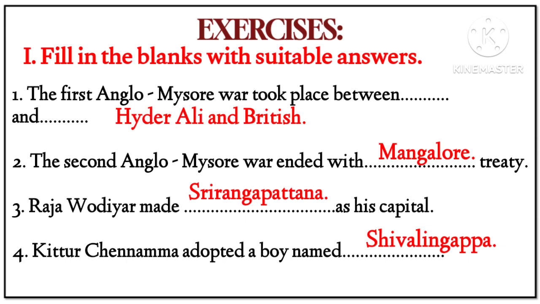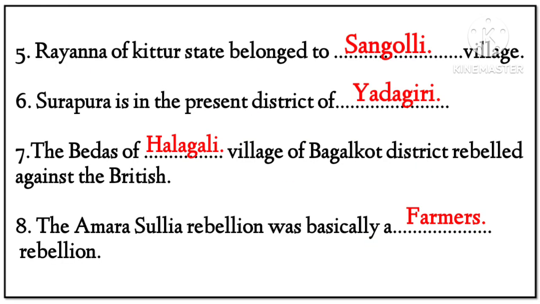Fourth, Kittur Channamma adopted a boy named Shivalingappa. Fifth, Rayanna of Kittur state belonged to the Sangoli village. Sixth, Surpur is in the present district of Yadgir. Seventh, the Bedas of Halagali village of Bagalkot district rebelled against the British. Eighth, the Amarasulya rebellion was basically a farmers' rebellion.